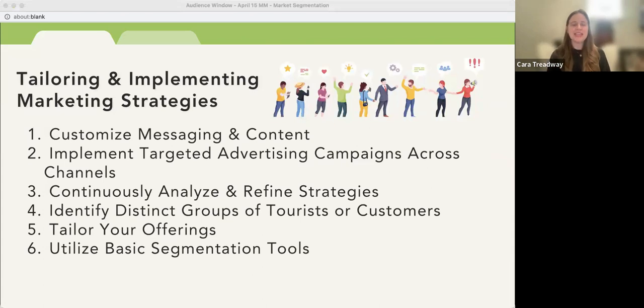Now, to truly engage your audience, it's imperative that you tailor your messaging and your content to their distinct needs, so that you're forging stronger bonds and bolstering retention. By implementing targeted advertising campaigns across various channels, you can harness the power of market segmentation and the data that you've collected to deliver personalized efforts and promotions that are specific to your audience segments.